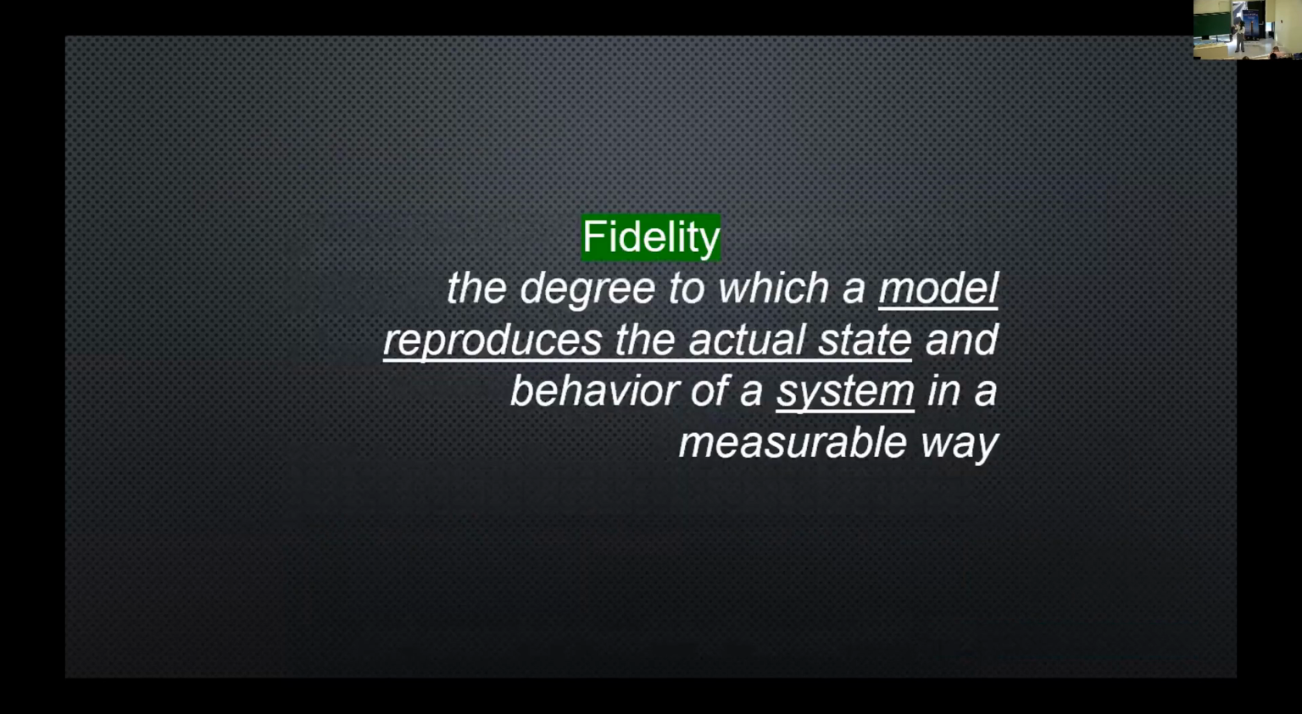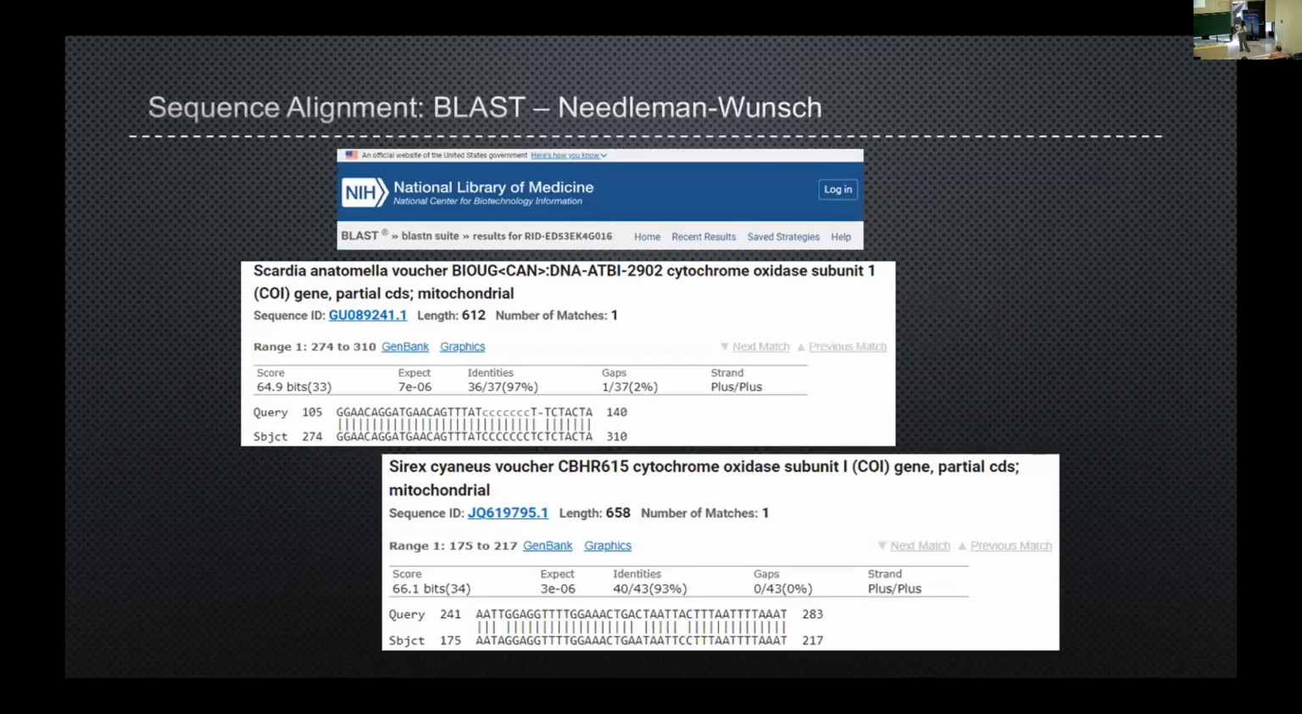Well, first of all, let's define fidelity. Fidelity is the degree to which the model is able to reproduce or replicate the state of the system. Our algorithm is based on trace alignments, and on two of the main sequence alignment algorithms from bioinformatics, BLAST and Needleman-Wunsch, which are used to align nucleotide sequences, which are sequences of DNA characters. And in these alignments, they included both gaps and mismatches.